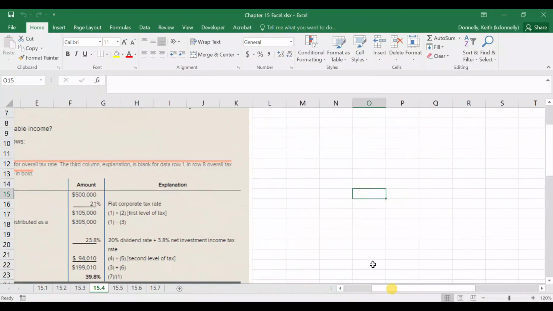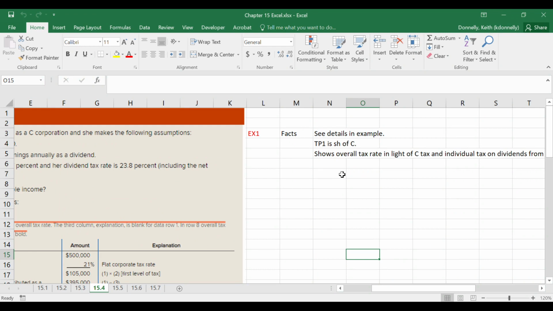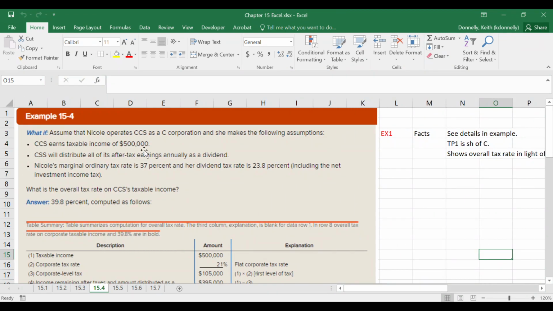So here we go, 15.4. We are going to have a taxpayer who's an individual who's a shareholder of a corporation. So it looks like the corporation earns $500,000. It's going to distribute all of its after tax earnings annually as a dividend. Looks like our individual shareholder has an ordinary tax rate of 37%, and her dividend tax rate is going to be 23.8%. So that's a combination of the preferential rate, the 20%, plus the 3.8% net investment income tax. Okay, that's the idea, right?